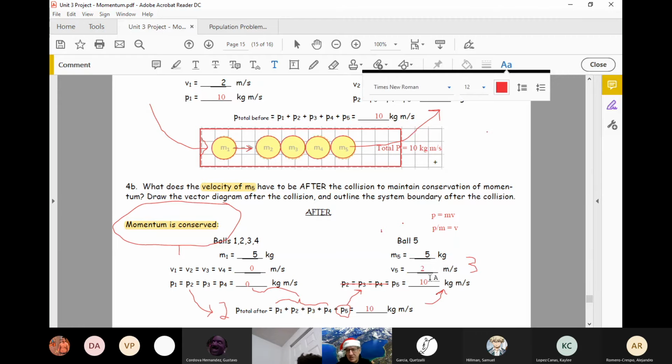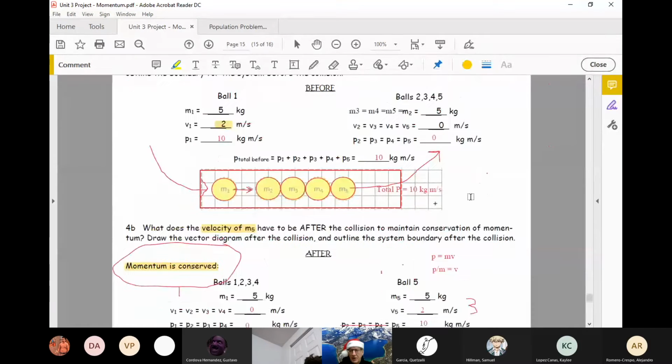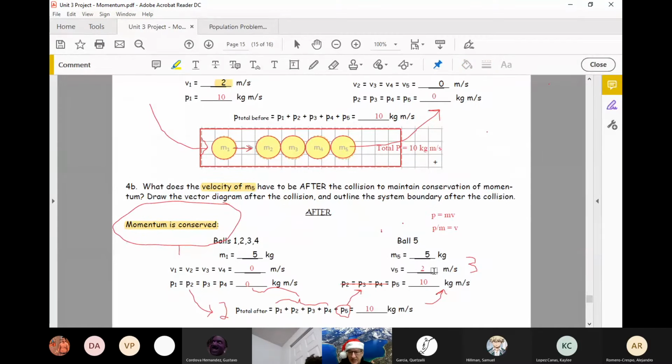Now, does this make sense? We're saying that ball 5 went swinging out at 2 meters per second, right? How fast did ball 1 come swinging in the first place? Shouldn't it be the same? Right? Came down at a speed of 2 meters per second. Ball 5 went swinging up also at 2 meters per second. Does that make sense how we did that?